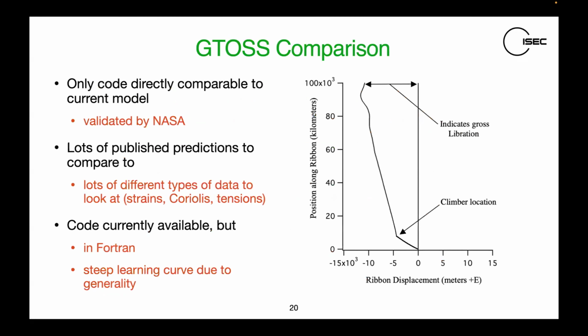And here is what I meant by the climber shape. This is from GTOS. And there's the kink down there where the climber is. That is what the climber should look like, a snapshot at a given time. So we would like to compare to that.